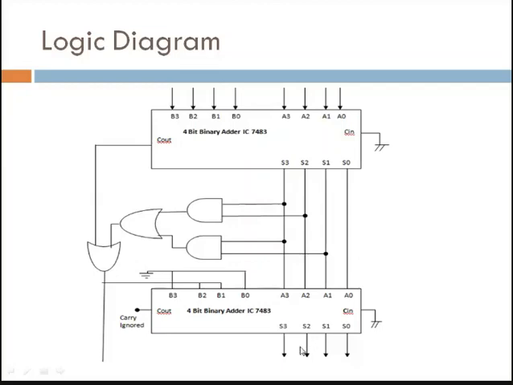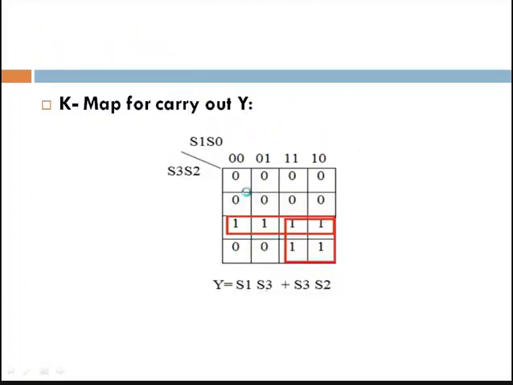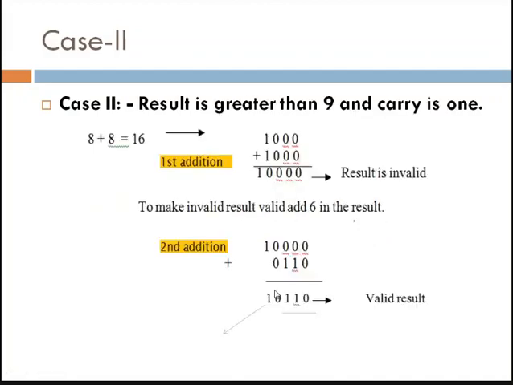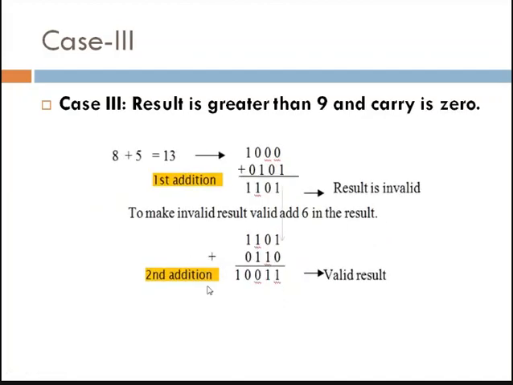From the second addition, what we require if it is a valid result: we need to assign the A input as it is, but for the B input, when you are using this case, no second addition is required because we are getting the same valid result from the first addition. So there is no need to perform the second addition. But for case 2 and case 3, we need to perform the second addition, and for the second addition we require the 6.